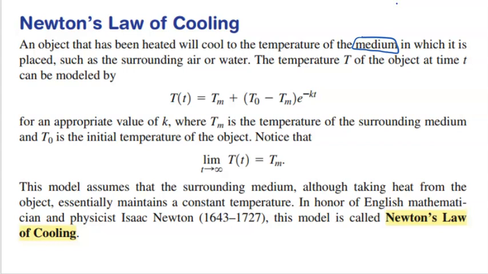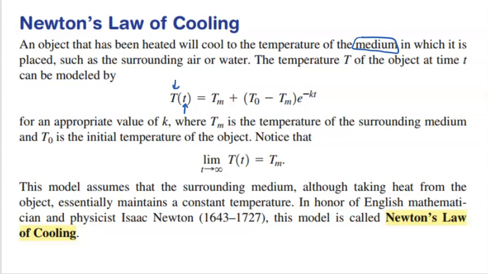Now, the temperature T of that object at time t can be modeled by the following. At any particular time, the temperature of that object can be found. So if you plug in 3 minutes, what's the temperature? Plug in 4 minutes, what's the temperature? Plug in 20 minutes, what's the temperature? A model for the temperature based on a certain time is this: T = T sub m + (T sub 0 - T sub m) multiplied by e raised to the negative kt.